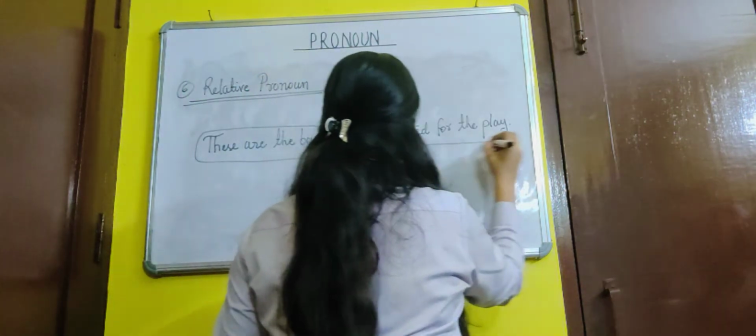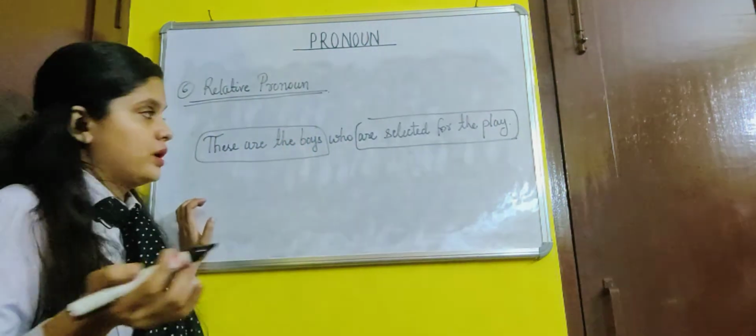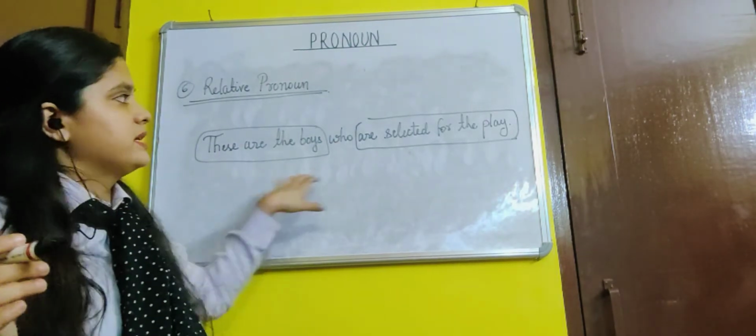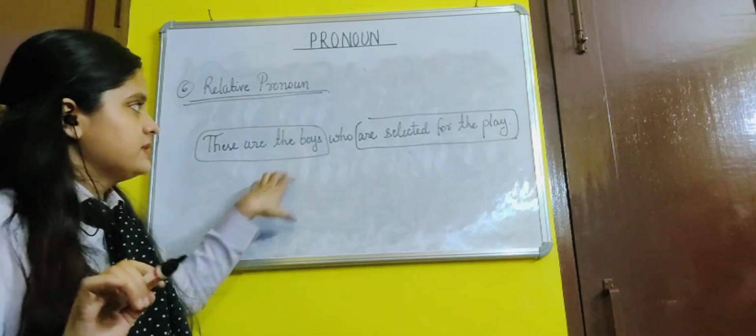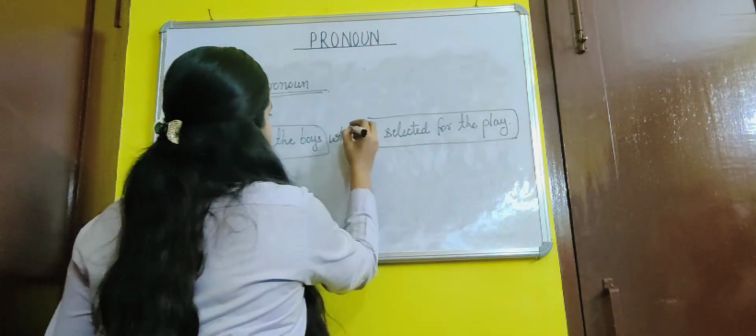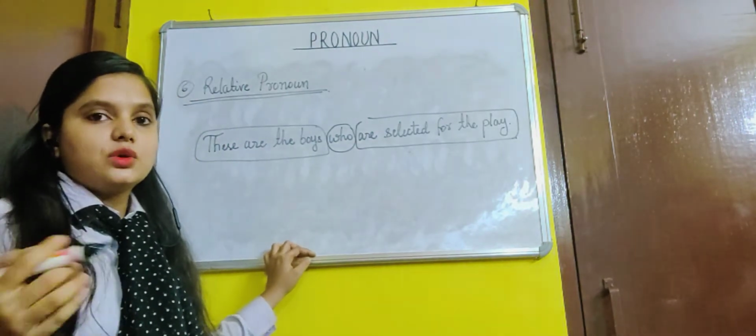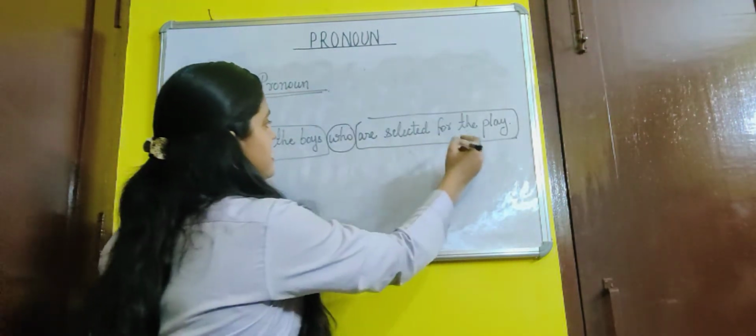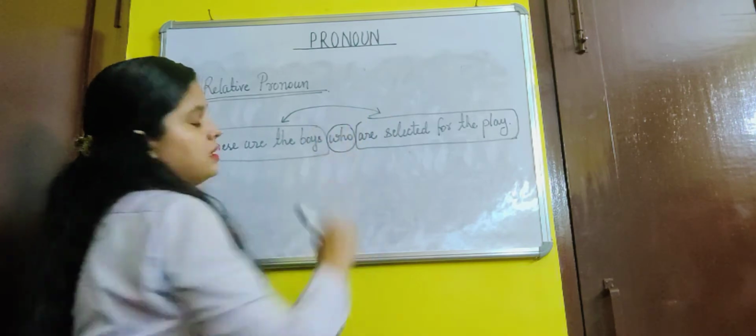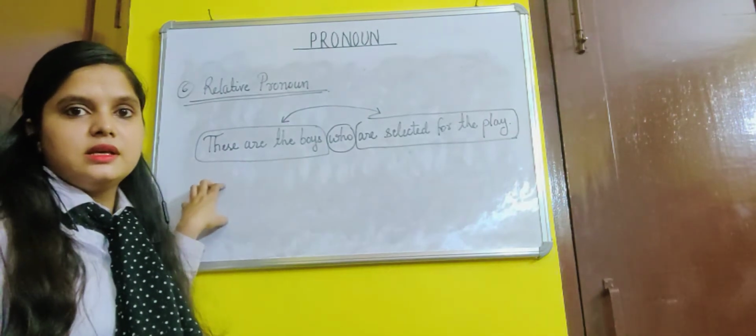So these boys are selected for the play. There a play is going on or a play will be held. So these boys are selected for that. These are the boys and these boys are selected for the play. Now this word who. Okay, so this word who relates this with this. Okay, so this word who is relating both these pieces of information.